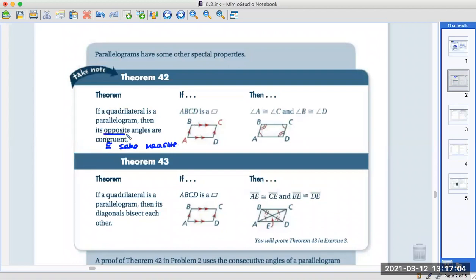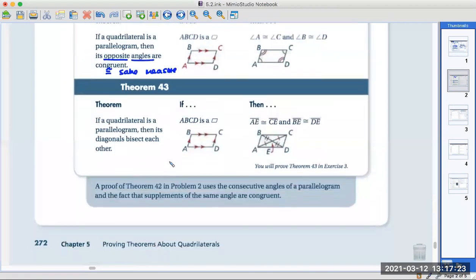Opposite angles. Again, we're talking about angles, so keep all that straight. If ABCD is a parallelogram, then angle A and angle C are congruent and B and D are congruent. The opposite ones are equal. Okay, so that's a big one.